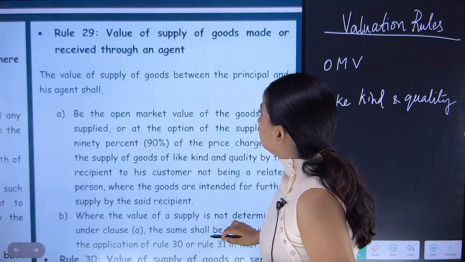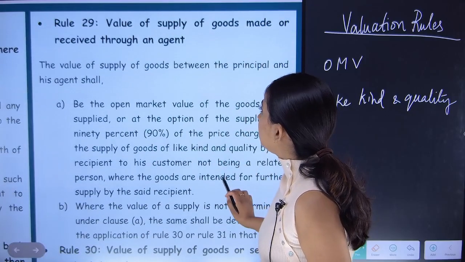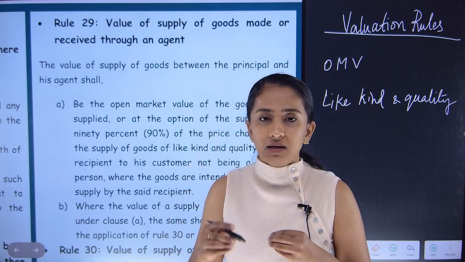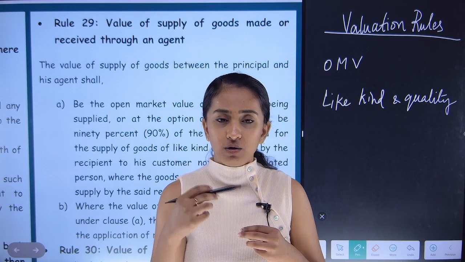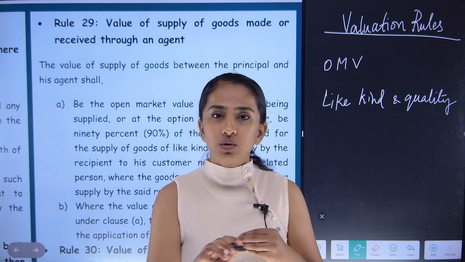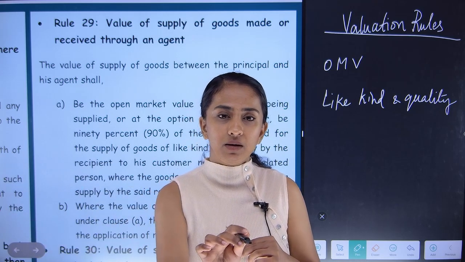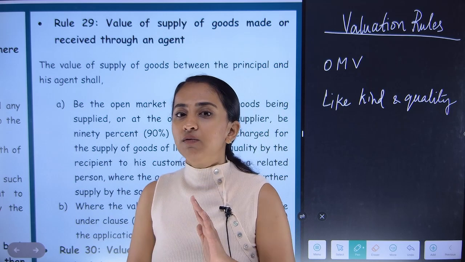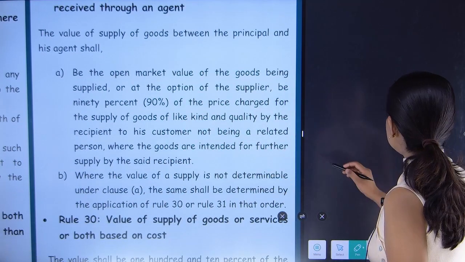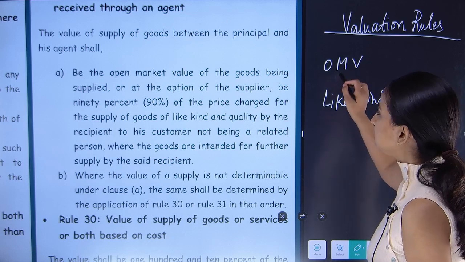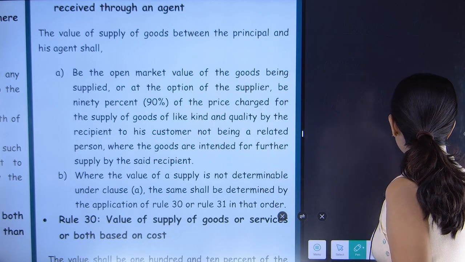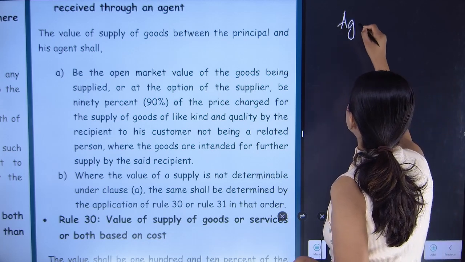Okay, now this is received or made through an agent. Let's say I'm a seller, you are my agent, I'm telling you, agent, please go to Delhi and sell these goods on my behalf. So if at all I'm selling through an agent, there is some middleman in the picture, then what will happen? See, here also again, it will be the open market value of such goods. So here guys, please listen to this carefully. One is open market value of the goods being supplied, or for an agent there is an option.